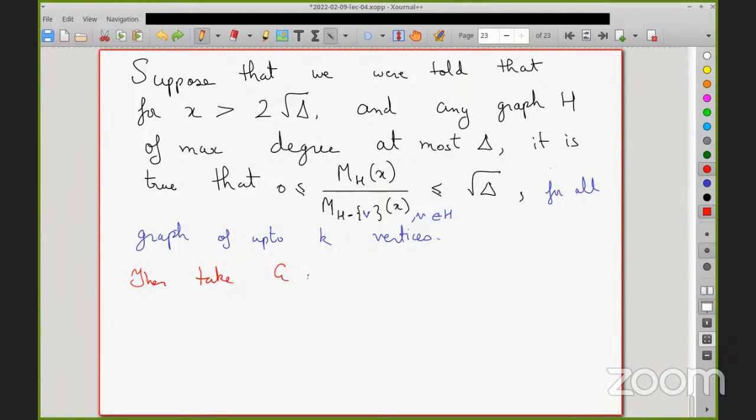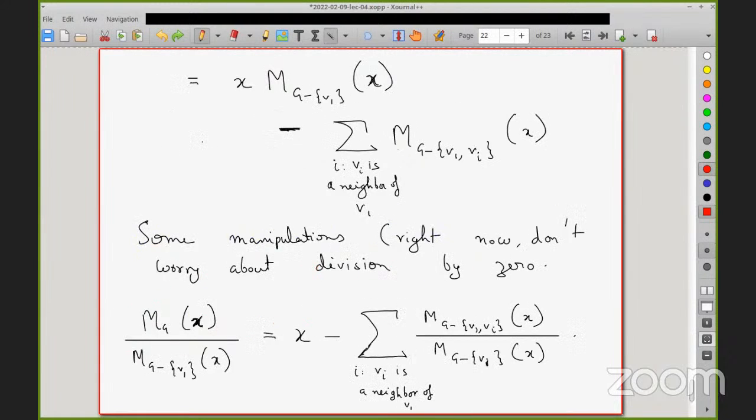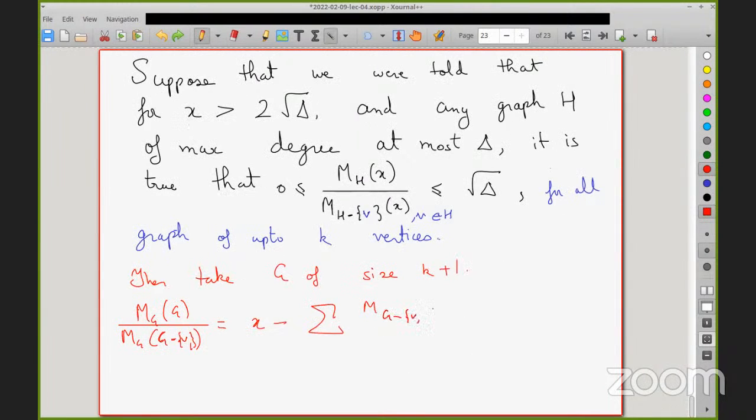Take G of size k plus 1, and then you have that m_G(x) over m_{G-v1}(x) is equal to x minus this summation of m_{G-v1-v}(x) over m_{G-v1}(x). On the left hand side you have a typo. Yeah.